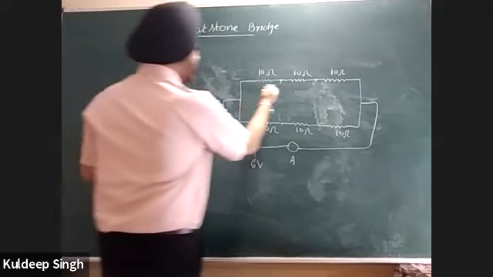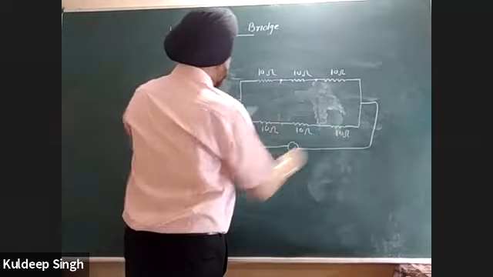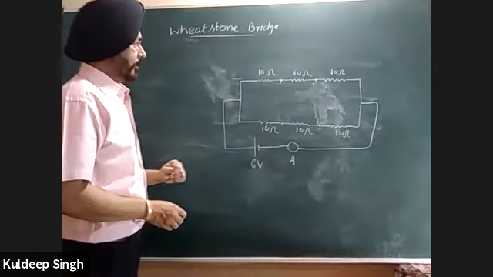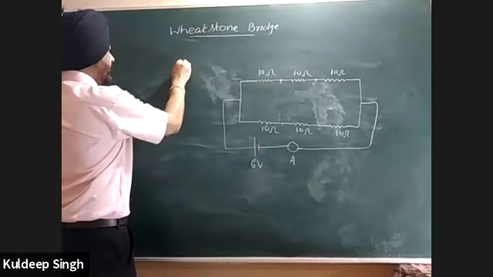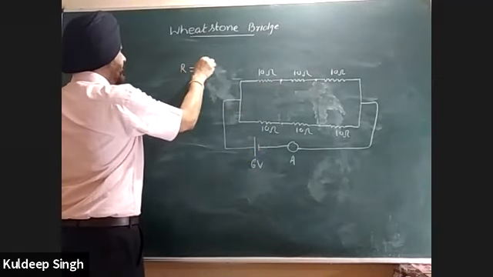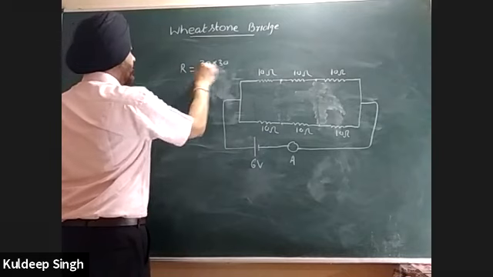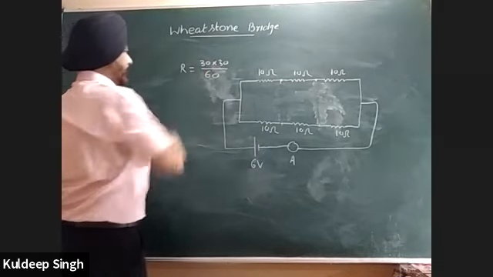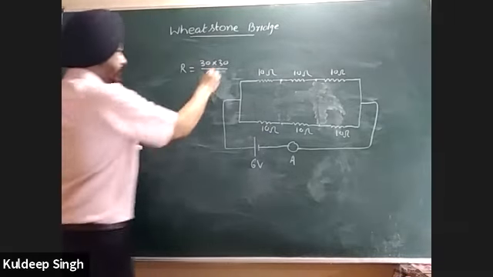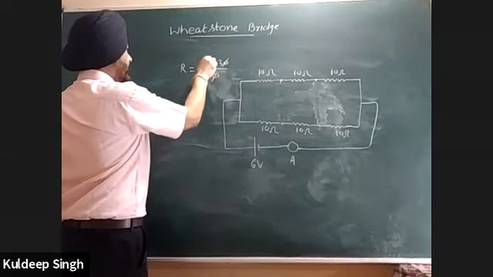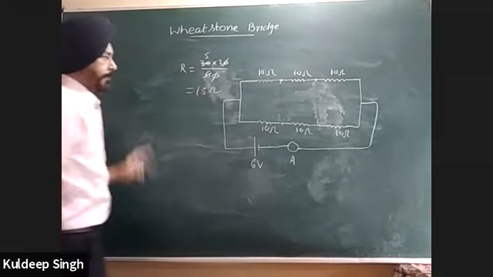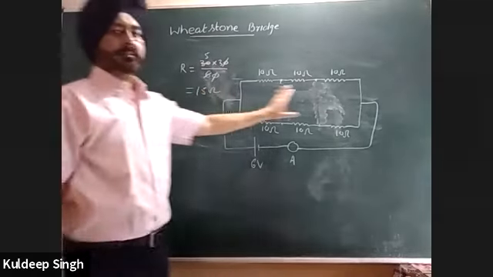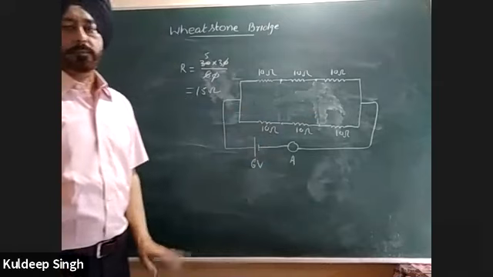So now all these three are in series and their combination is in parallel. So here 30 ohm and 30 ohm. The net resistance will be 30 into 30 divided by 30 plus 30. That is 60. And now this is 15 ohm. So the total resistance of this circuit is 15.